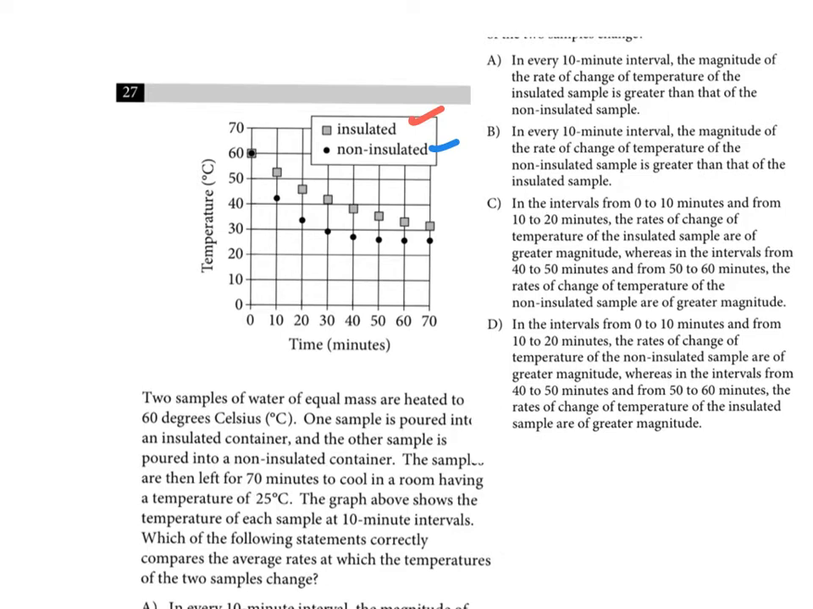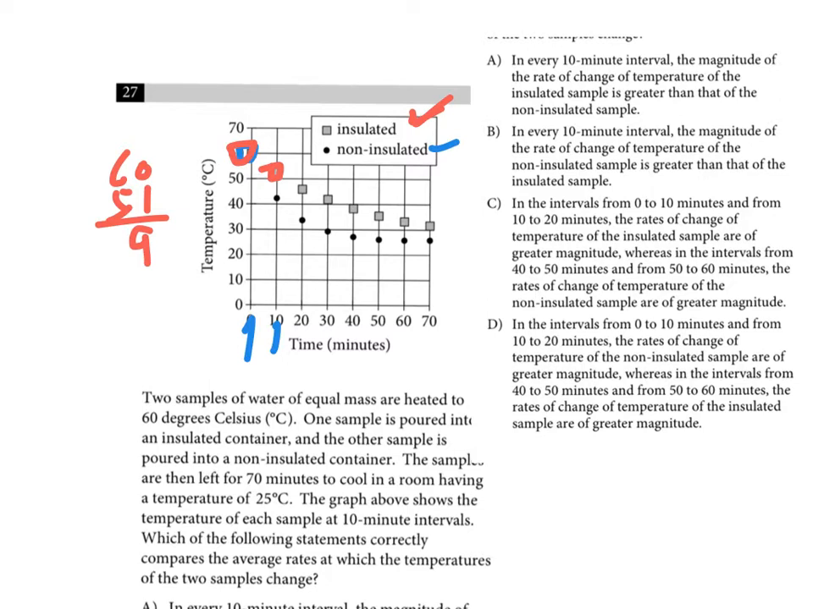Well, here I'm going to have to go letter by letter to see what I have going on. And letter A, in every 10-minute interval, the magnitude of the rate of change of temperature of the insulated sample is greater than that of the non-insulated sample. So you're looking for the rate of change. So for example, if you look at the insulated, from 0 to 10 minutes, the insulated is the square, 60 down to about, I'm going to say about 51. So the magnitude of the rate of change just means we're looking for a positive number. The change would be 9.